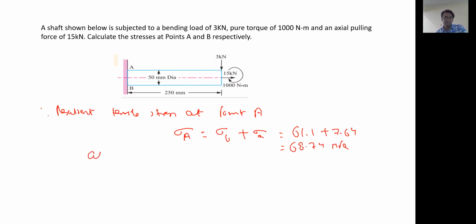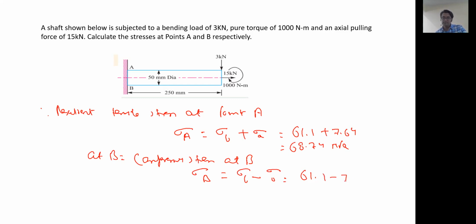Okay, and now at B we have the compressive stress. Okay, as I have explained before, we have sigma B is equal to the bending stress minus sigma O. Okay, so it is 61.1 minus 7.64, that will be 53.46 MPa. That's all. So in this way we have found out the bending stress acting at A and B.